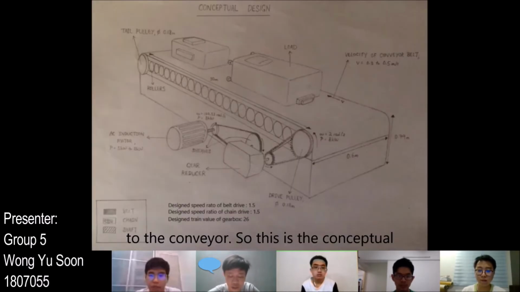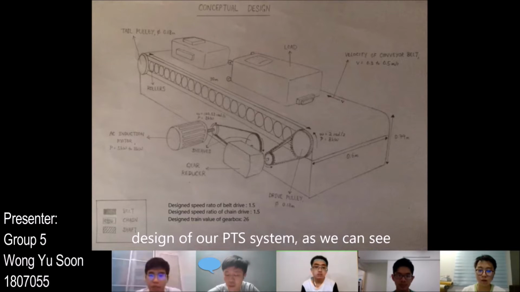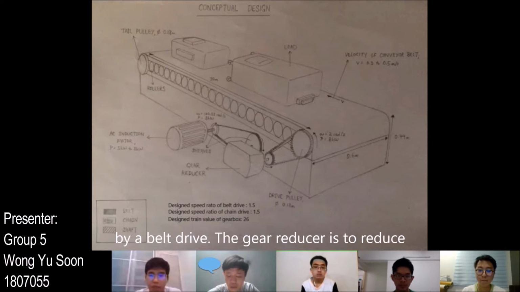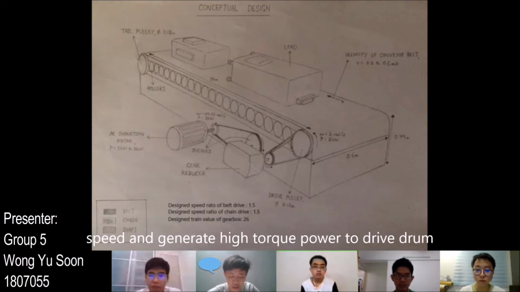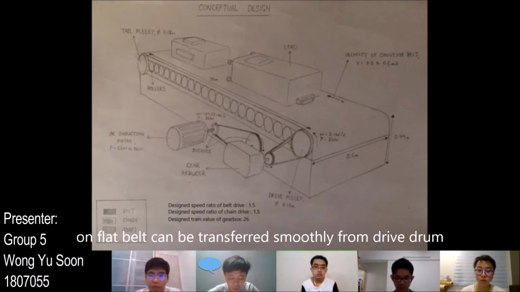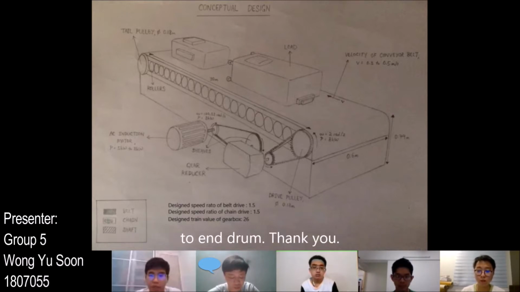So this is the construction design of our PTS system. As we can see, the induction motor and gear reducer are connected by a belt drive. The gear reducer is to reduce speed and generate high torque power to drive drum through the chain drive, so that the baggage on the feed belt can be transferred smoothly from drive drum to end drum.